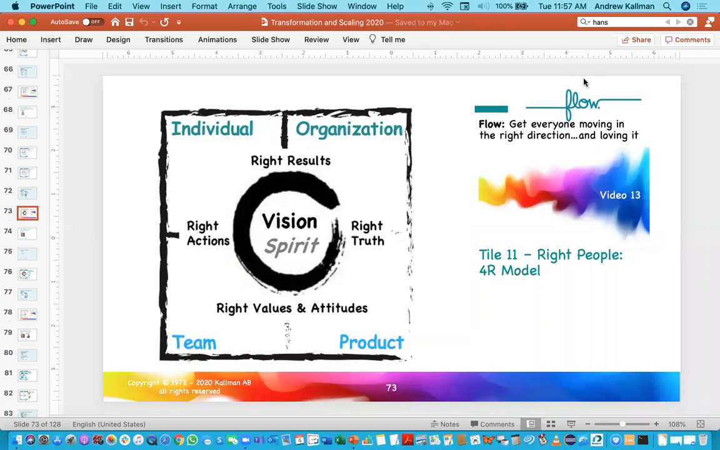This is video 13 where we're going through the 11th tile for right people. And this is the 4R model, which is the right truth, right values, right actions, and right results. And of course, as with all of the other tiles, we're looking at this through the individual lens, the team lens, the product lens, and the organization lens.